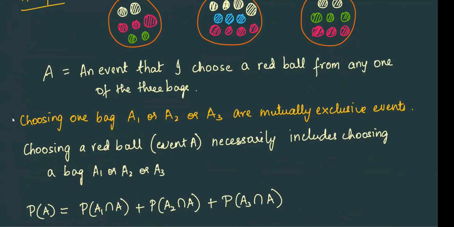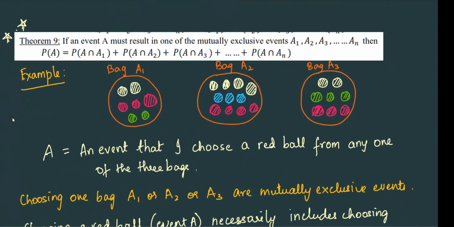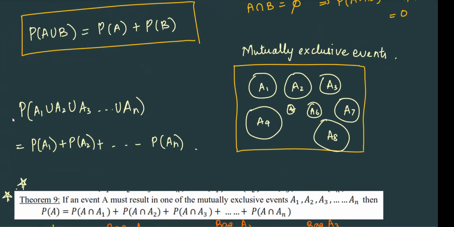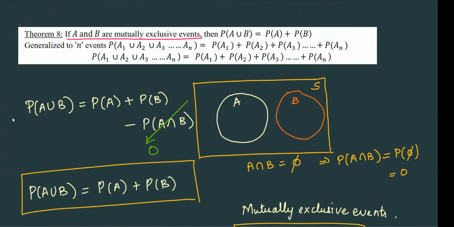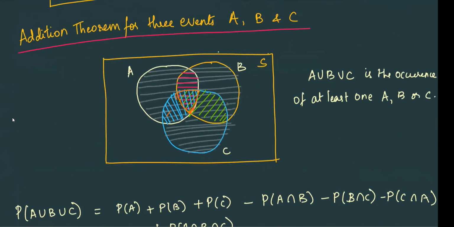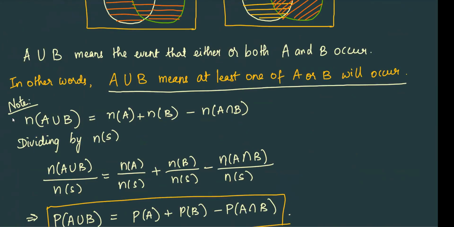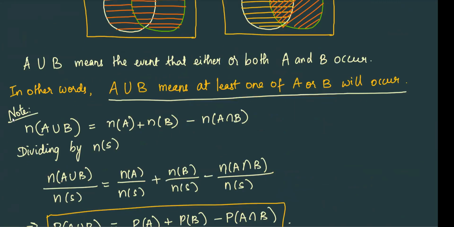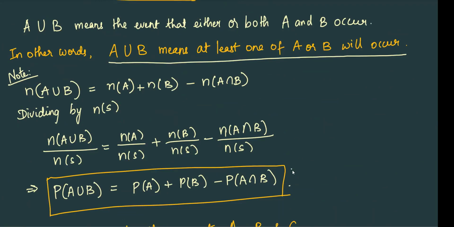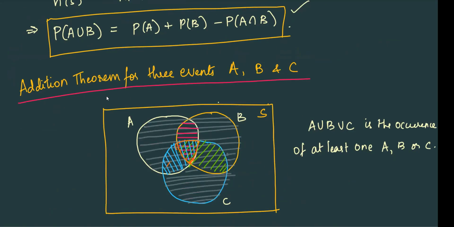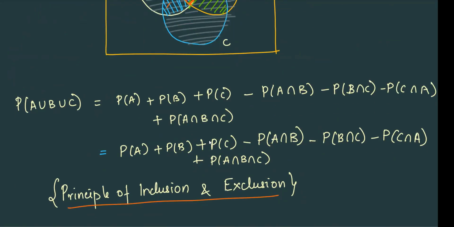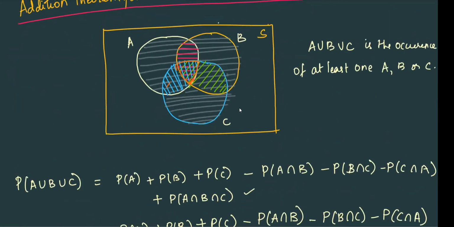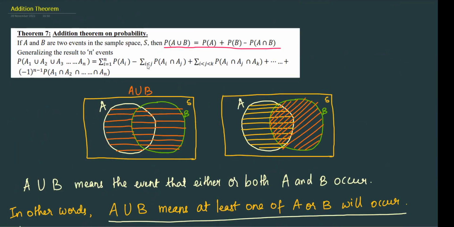This is a very important result, not immediately obvious, but in problems on conditional probability and Bayes theorem, we will use this theorem very, very much. So three theorems we discussed. One is the basic addition theorem, for two events and for 3 events, and for the general n events, it is given here.